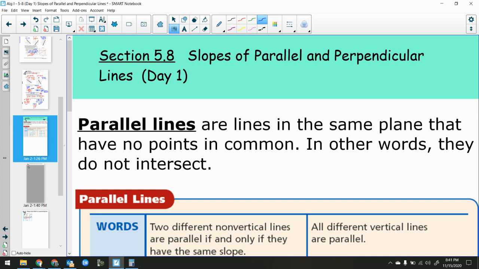So parallel lines, we kind of already talked about them when we went over one of the homeworks. We talked about lines that have the same slope ending up being parallel. We talked about whether it was possible or impossible. Parallel lines are lines in the same plane that have no points in common. In other words, they do not intersect, right? And that's really our definition. If I asked you guys, what do you know about parallel lines, you're going to say, well, they don't cross, they don't intersect. Really, the mathematical definition is that they have no points in common, okay?